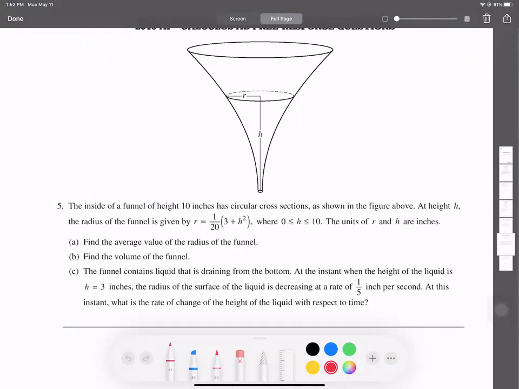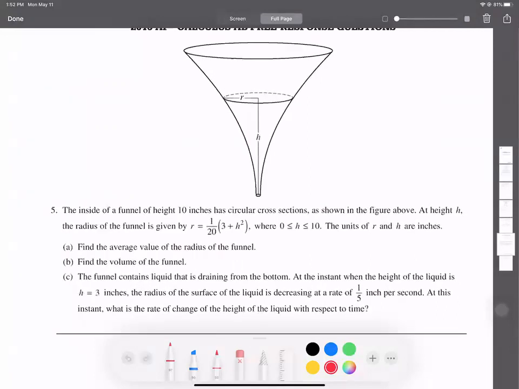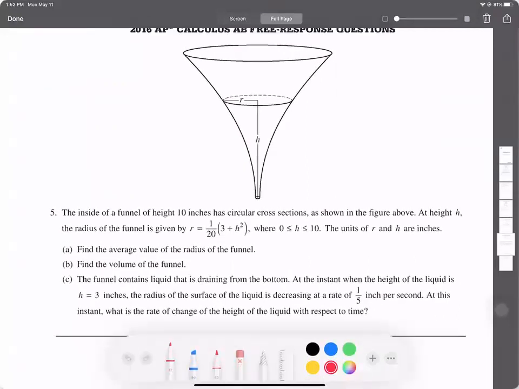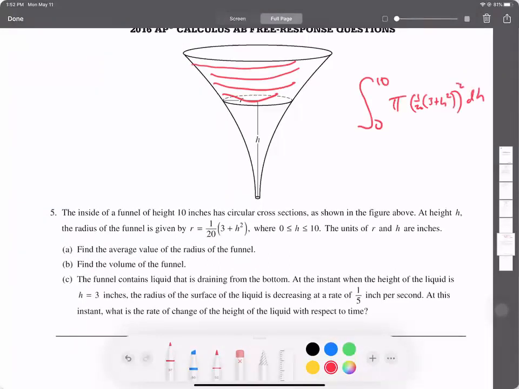No, because volume is our last unit. So no, if you wanted to do it, to find the volume of this, remember we would just do little circles. So we do something like an integral from 0 to 10, and then we would find the radius and go pi r squared, where r is 1 over 20 times 3 plus h squared, and then dh.